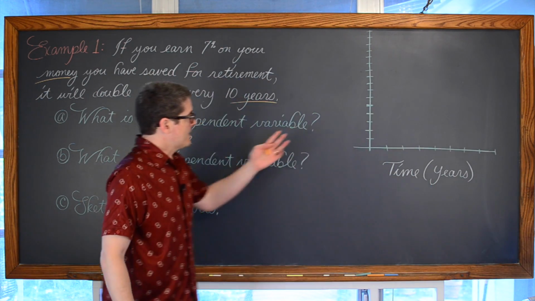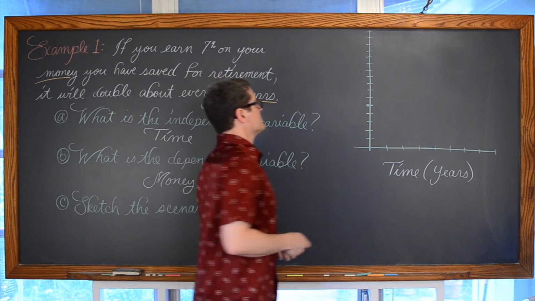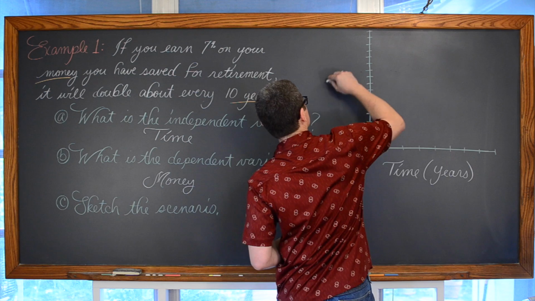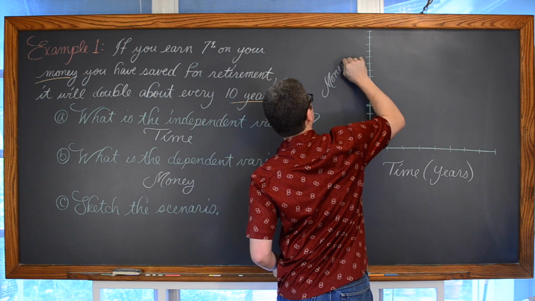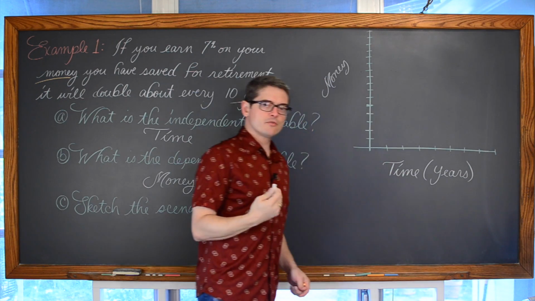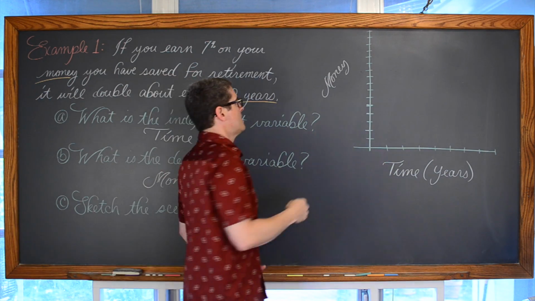And the y-axis, you could put retirement savings, or just for purposes of not having to write too much during our lesson, I'm going to write money. And the unit of measure for this response variable, the money, is going to be, at least where I live, US dollars.